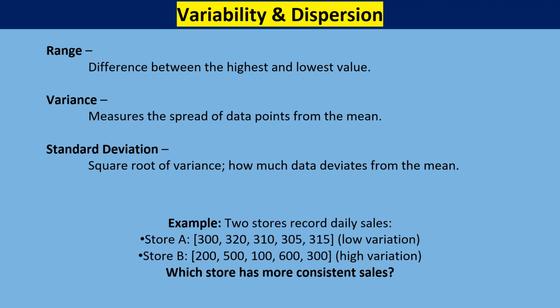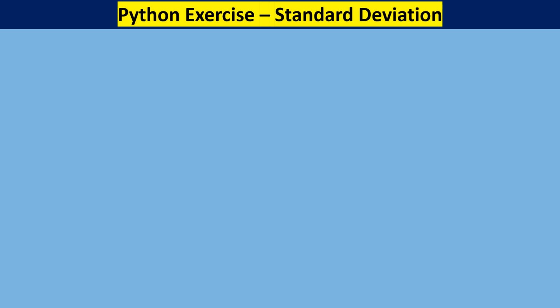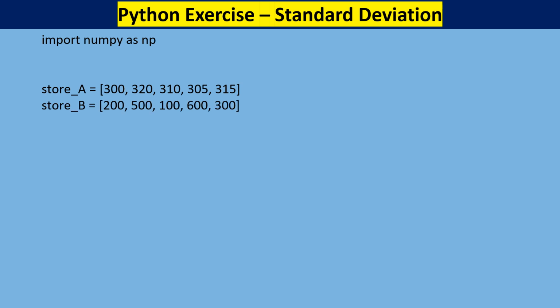Example: we have two datasets of daily sales, store A with low variation and store B with high variation. So which store has more consistent sales? So, Python exercise. We import the necessary libraries. NumPy, as I already told you, is used for numerical computation. And then we define sales data for two stores, one with low fluctuations and the other with high variations.